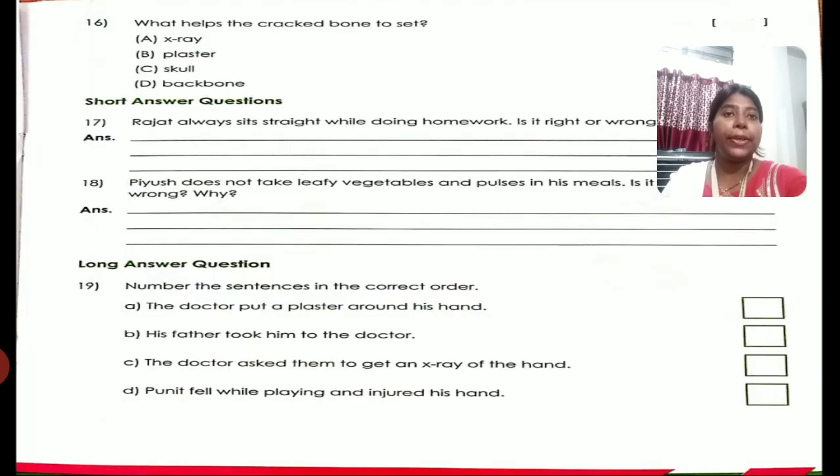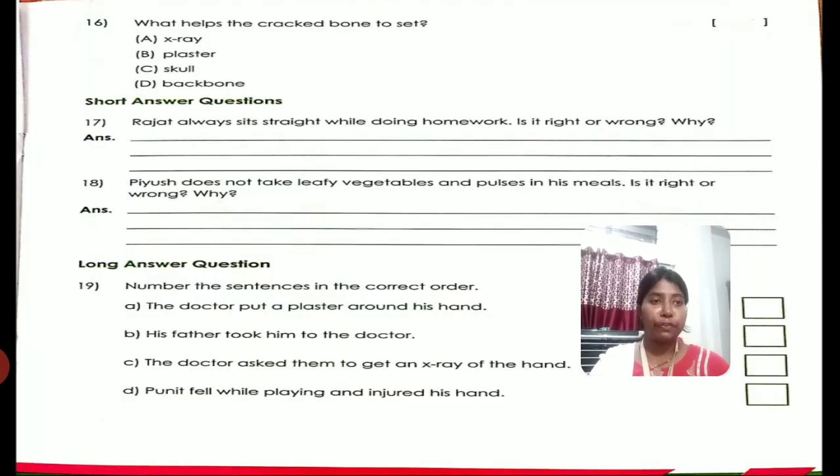Okay, see here, we have done till question number 15. So from 16 we will be doing: what helps the cracked bone to set? When you have a fracture, then what helps you to set the bones? So what helps? It is the plaster.